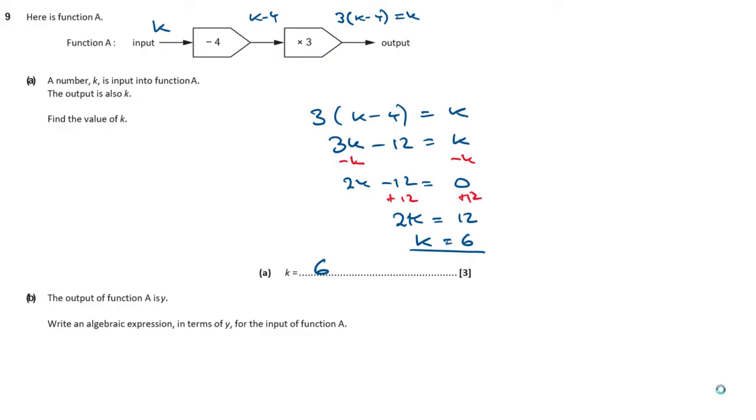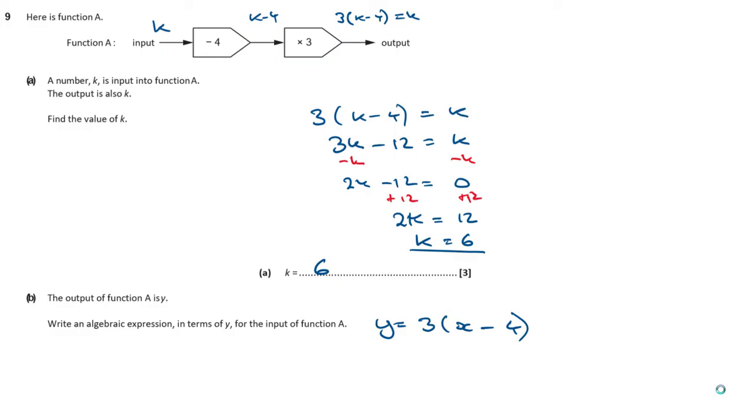Right, part B says the output of function A is y. Write an algebraic expression in terms of y for the input of function A. Well, let's say the input is x. Then we know that when we feed that through the function machine, we're going to get 3 lots of x minus 4. And that is going to be equal to y. Okay? So what we need to do here is change the subject, really, make x the subject.